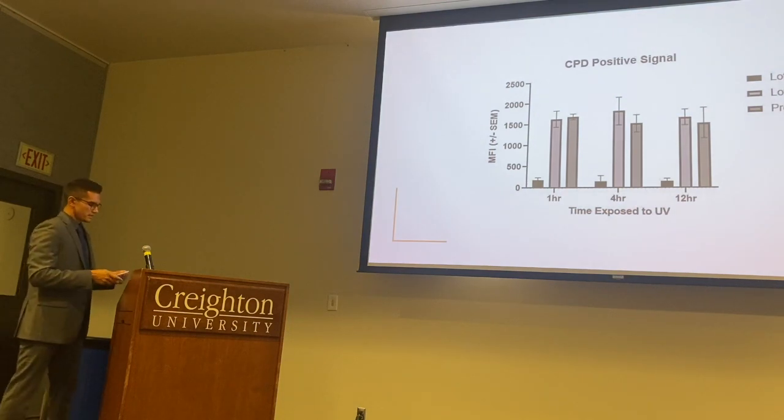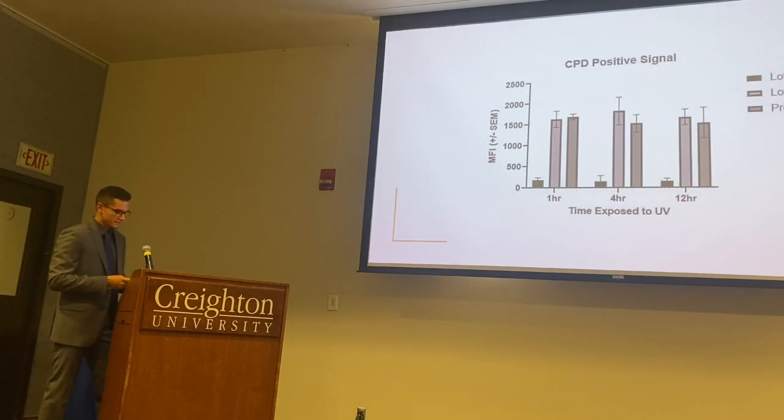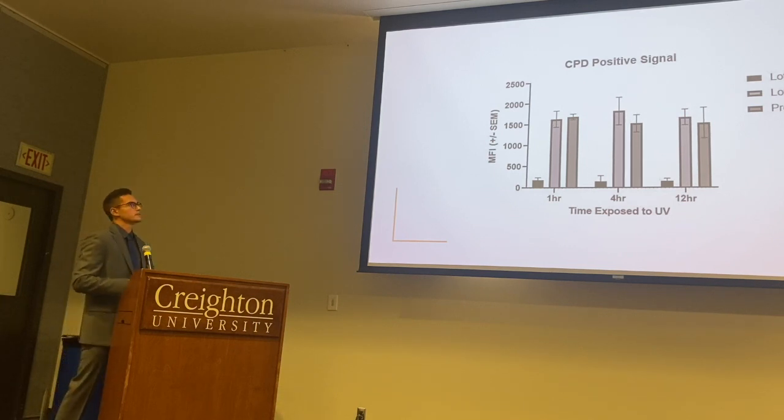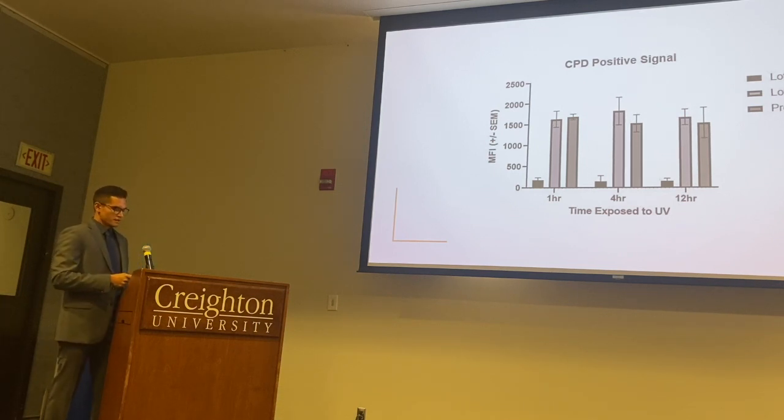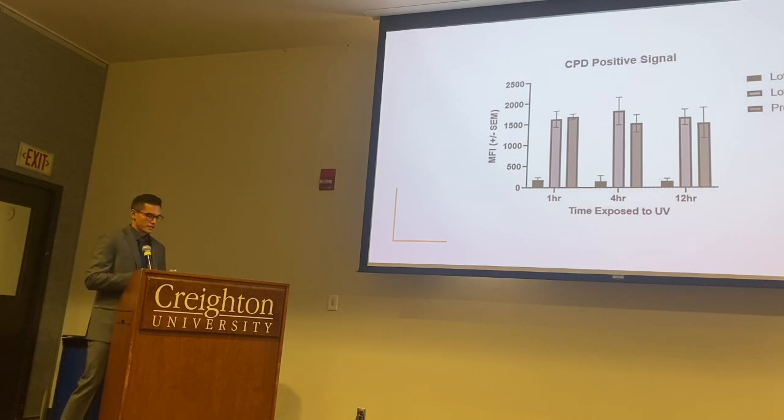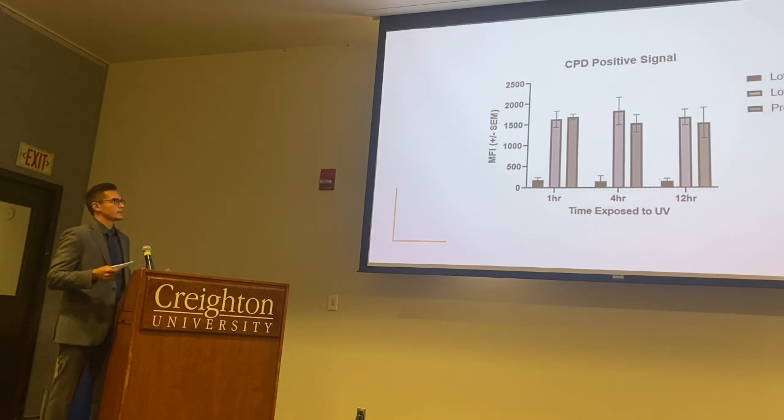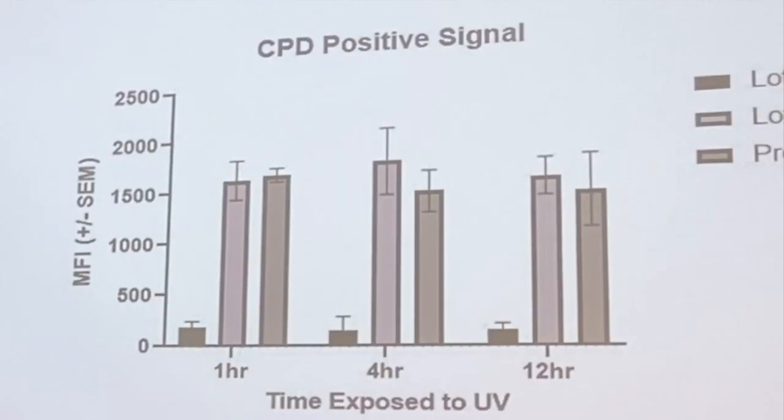So this graph shows the mean fluorescence intensity, which I analyzed using software, specifically counting only CPD positive cells. These data demonstrate that UV exposure increases CPD in pig epidermis. We can see that the black bar is very low, indicating the lotion with no UV, and the middle bar, indicating lotion with UV, is significantly higher.